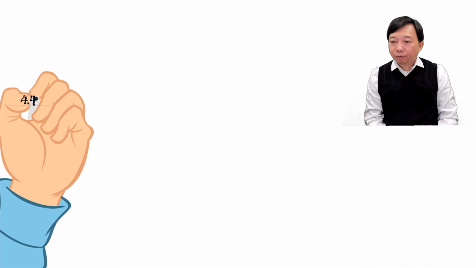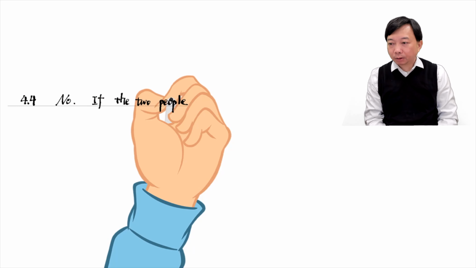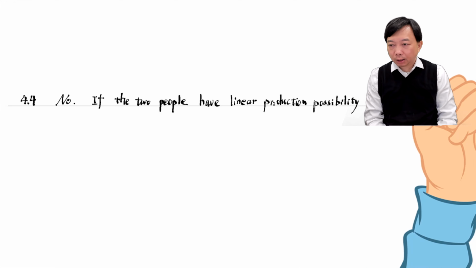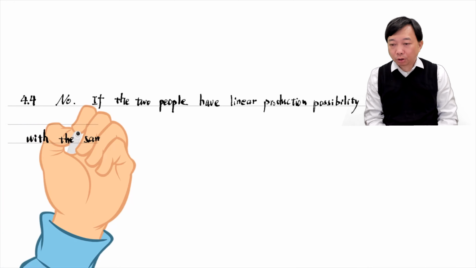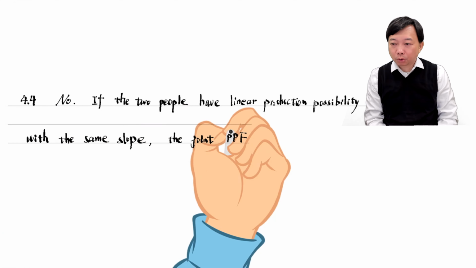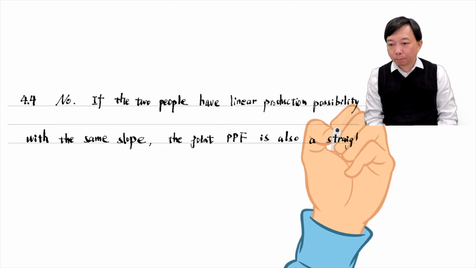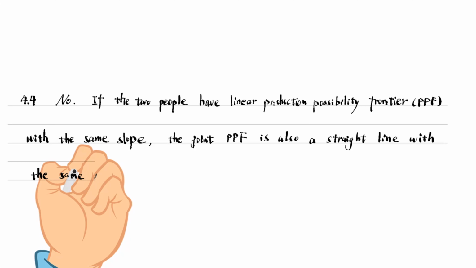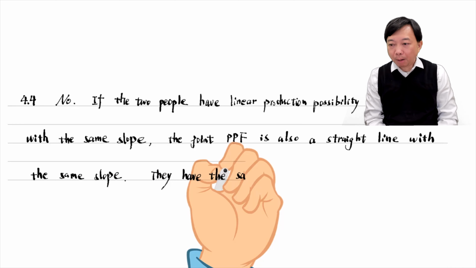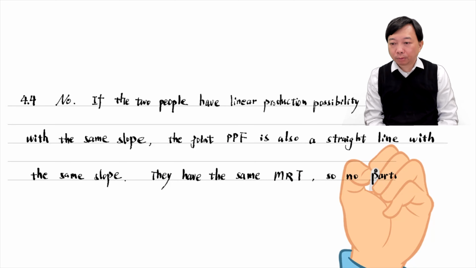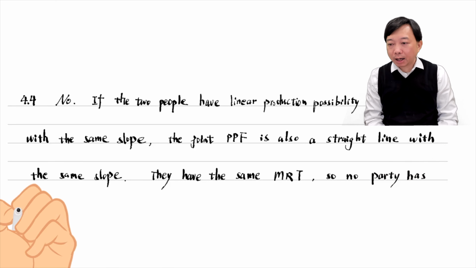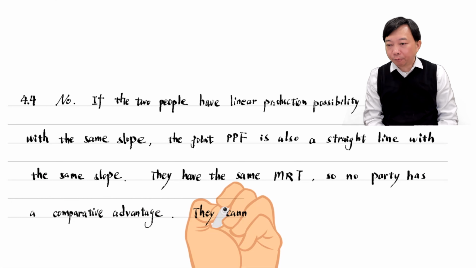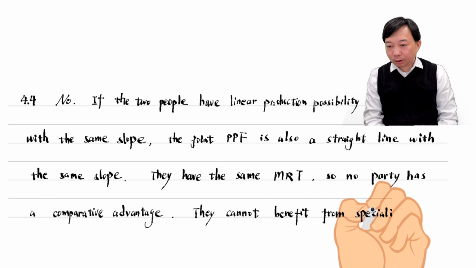No. If the two people have linear production possibility frontiers with the same slope, then the joint production possibility frontier is also a straight line with the same slope. They have the same marginal rate of transformation, so no party has a comparative advantage. They cannot benefit from specialization and trading.